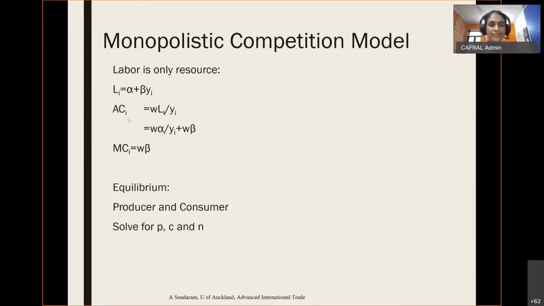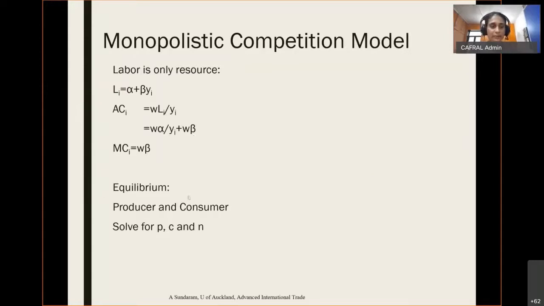I can now define the average cost of producing variety i, and that is simply the total cost. It's just labor cost, right? So W times the amount of labor I use, that's my total cost, divided by y_i, which is the output. Now, substituting for L_i from the production function, I can write the average cost as W alpha over y_i plus W beta. Now, if you look at that equation, you see that the marginal cost here is just W times beta, right? And then there's also going to be a fixed cost component, of course. So W beta gives you the marginal cost of production.